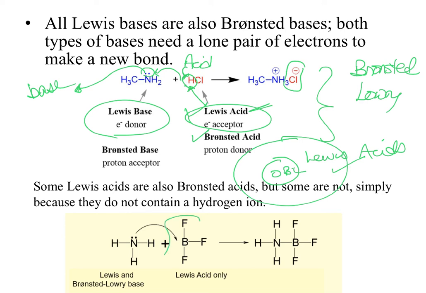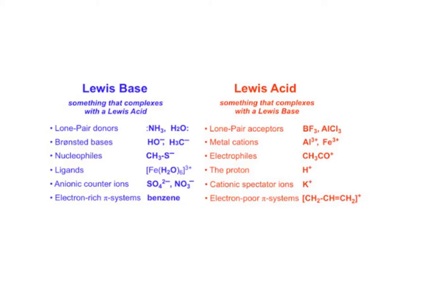And a good example is boron-containing components, right? You could not describe this reaction as a Brønsted-Lowry acid base. You couldn't do that because there's no acidic hydrogen involved. All right, so that can only be described as a Lewis acid-base reaction. Some common Lewis bases and acids, because it can feel kind of foreign in the beginning, just to have on hand to get used to how to identify them.